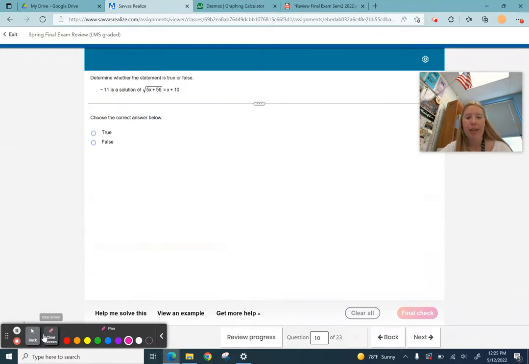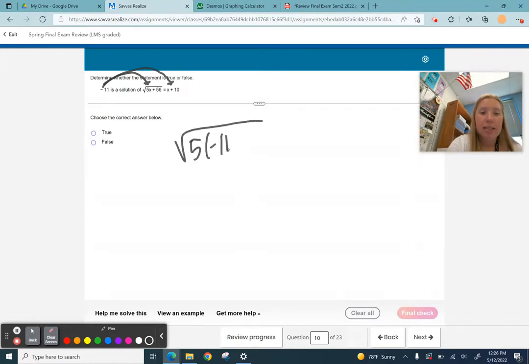Okay, we have 2 more, and I think they're both solving radical equations. Determine whether or not this statement is true or false. The question tells me that negative 11 is a solution to this equation, which means if I plug negative 11 into both cases where I see x, I should get the same outcome on either side of the equal sign. So let's test it out.